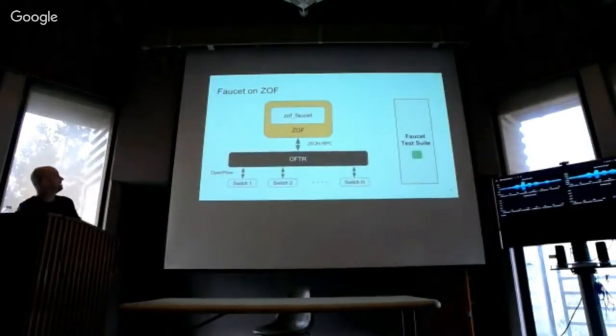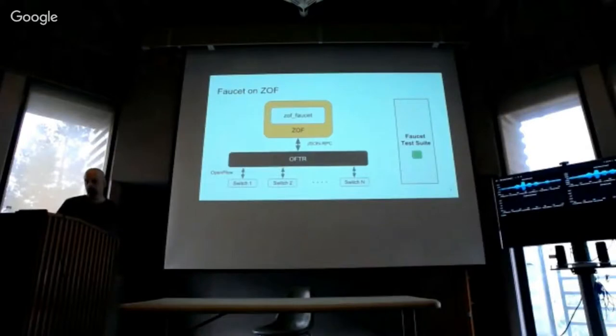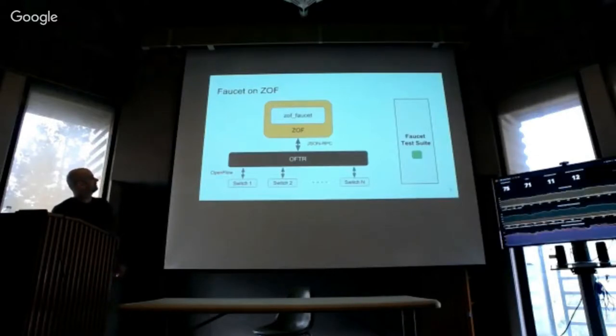So here's a diagram of Faucet app running in ZOF. Notice I'm hosted in ZOF and it's not in Ryu. There's two parts to this diagram. We have this part over here, which is the software, and we have the test suite, which is basically the only way I have to make sure that it works, because I do not have any hardware and I am pretty disconnected from everyone else.